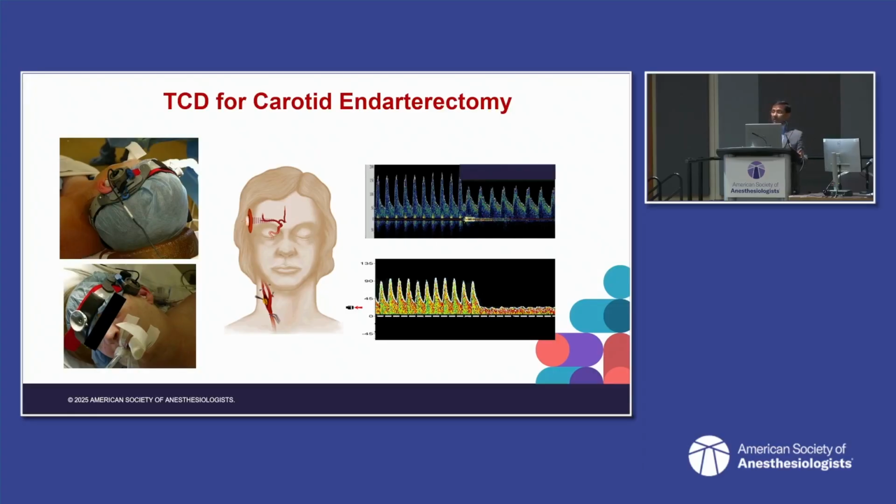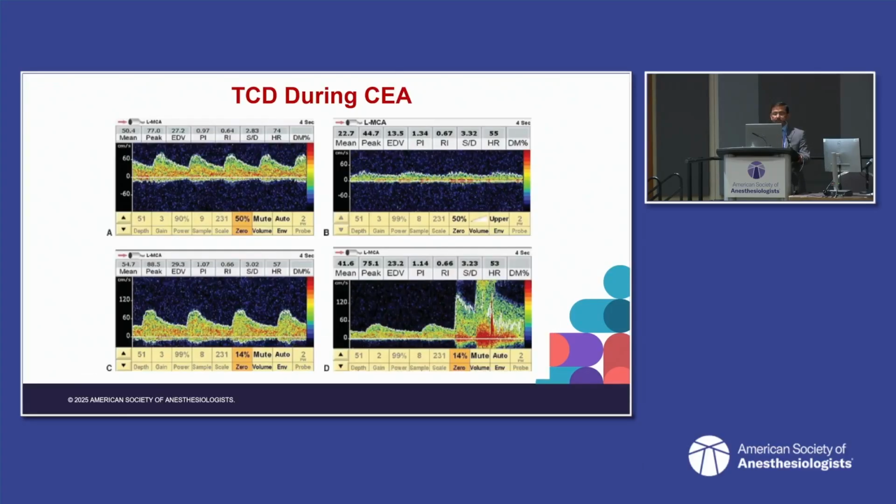You can also imagine that you can give this patient any amount of vasopressor or inotrope you want, and it's not going to make a difference because there is no way that the collateral channels even exist. So these are the patients where the surgeons will typically place a shunt and provide an additional source of blood flow to the distal brain.